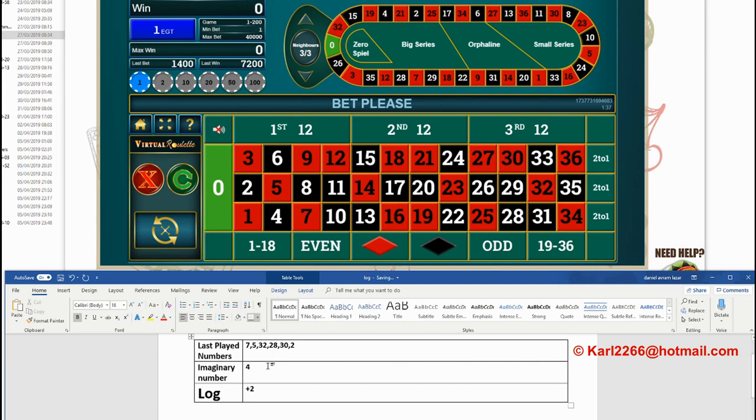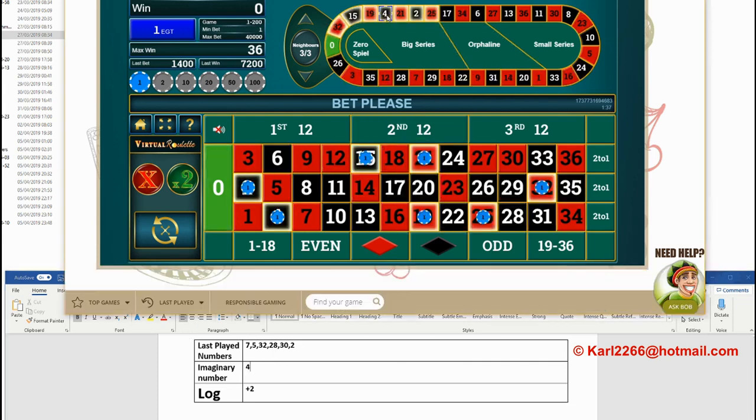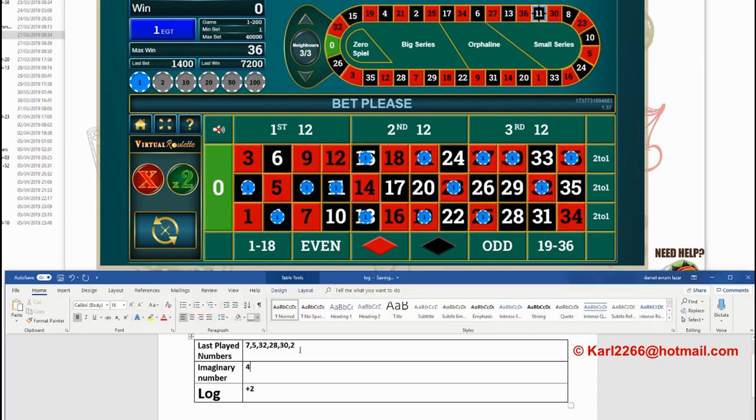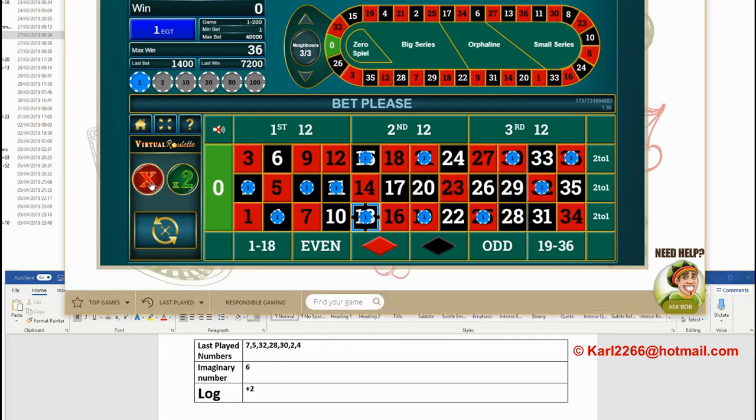So with 4 you have to place bets on 4 and the neighbors, and on 11 and the neighbors. And we got a new winning number, which is number 4, exactly the imaginary number. So what we do now, when we got 4 and logarithm plus 2, we got a new imaginary number, which is number 6. So we place a bet on 6 and terminals from 6.